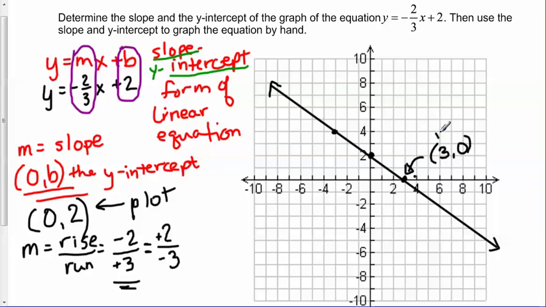Let's see what happens if we put 3 in for x and 0 in for y into the original equation up here. We said we're going to let y equal 0. That's down here. 0 equals negative 2/3 times my x value, which we said was 3, plus 2. This is just a little check to make sure that I do in fact have the right line. So negative 2/3 times 3, well, that's like 3 over 1, and those 3's are going to cancel each other out. 0 equals negative 2 plus 2. And sure enough, negative 2 plus 2 is 0. That point satisfies the equation, and so I can feel pretty confident that I've got the right line for the graph of this equation.